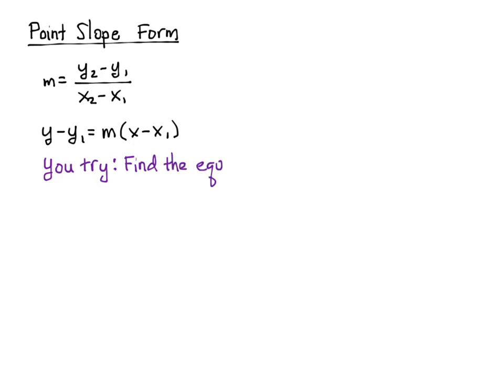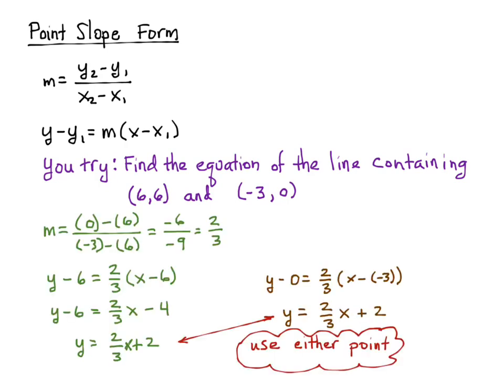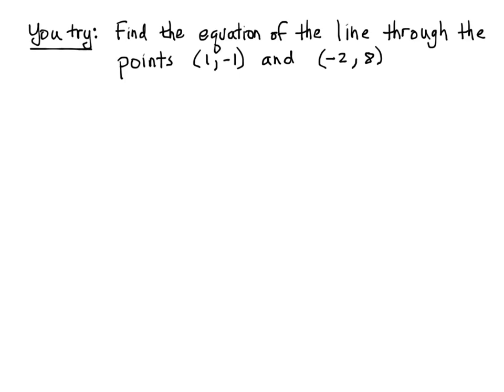So why don't you try this? Find the equation of the line containing these 2 points, 6, 6, and negative 3, 0. Okay, somebody walk me through on this one. How would you do that? Yes?